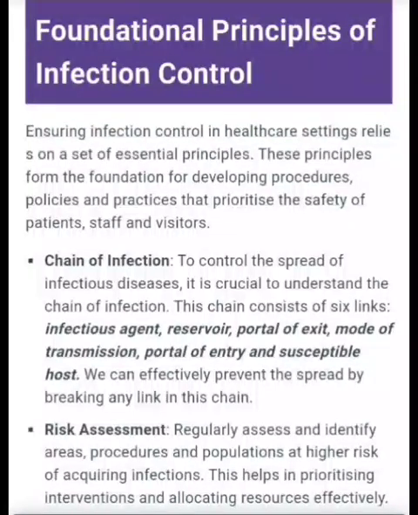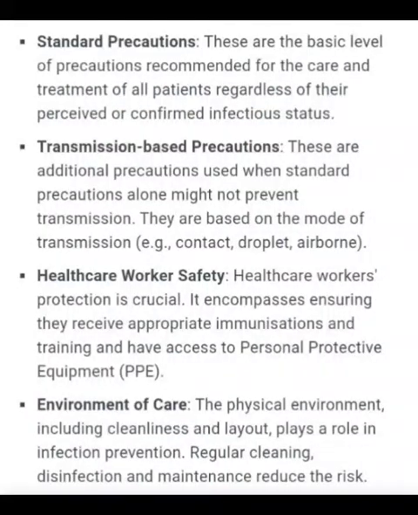2. Risk assessment. Regularly assess and identify areas, procedures, and populations at higher risk of acquiring infection. This helps in prioritizing interventions and allocating resources effectively and paying more attention to them. 3. Standard precautions. These are the basic level of precautions that are recommended for patient care no matter their infection or their sickness. These precautions should be taken for all patients to help reduce the spread of infection.